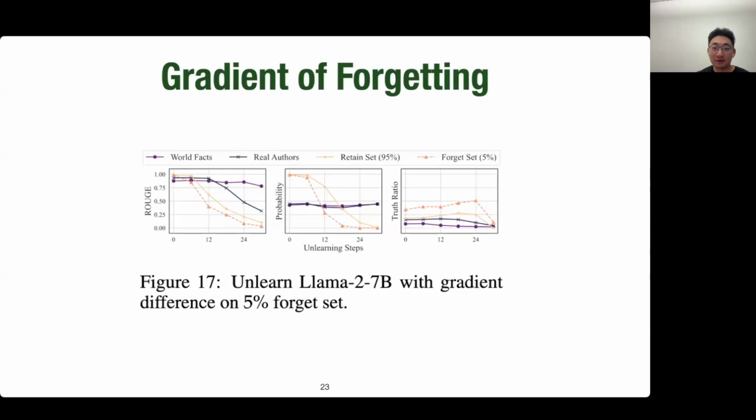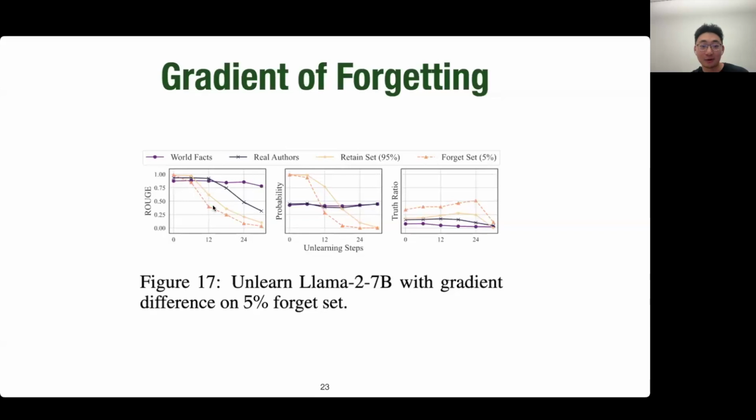And maybe another orthogonal interesting finding is there is a gradient of forgetting, right? The forget set, here we should probably focus on the Rouge the most. The forget set is the set we want to forget. The retain set, in terms of proximity, is the closest to the forget set, right? So both of these are knowledge of fictitious authors. Real authors is closer to the fictitious authors because they're both about authors, and then in the end, we have the furthest thing, facts about the world, like what is the capital of France?